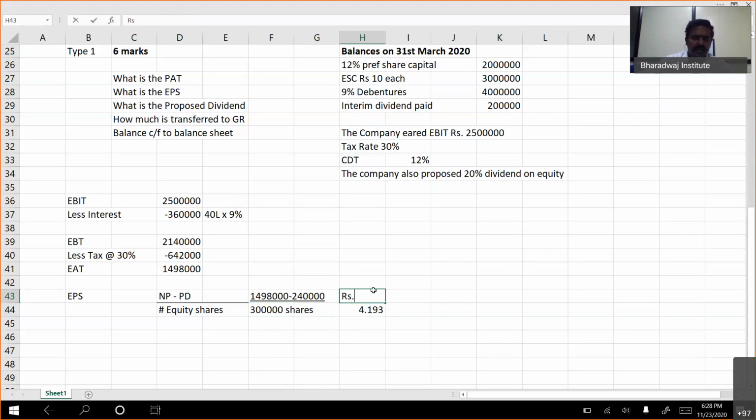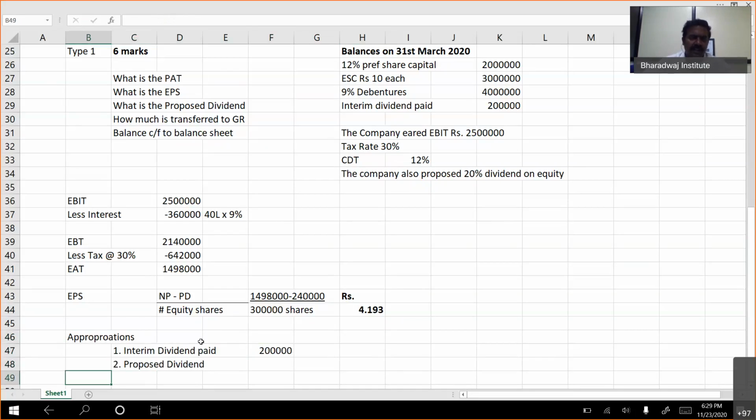This is a question. What is PAT we worked out? What is EPS we worked out? Then appropriations. Appropriations will include interim dividend paid, already paid. How much is paid? Interim dividend paid, 2 lakhs. Number 2, proposed dividend.